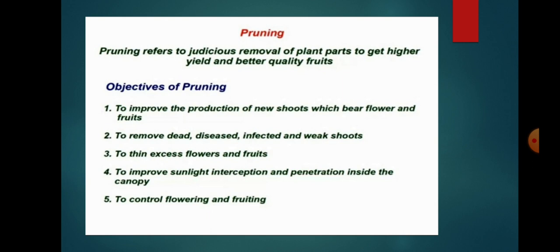To control flowering and fruiting. We can control the flowering and fruiting by pruning. We can induce flowering at whatever time we want, by using pruning and training techniques, mainly the pruning technique.